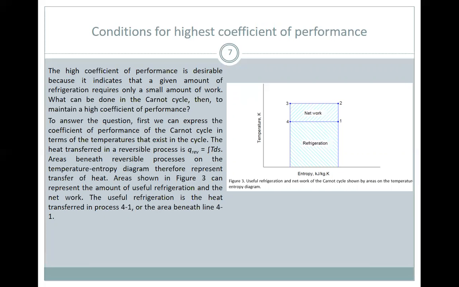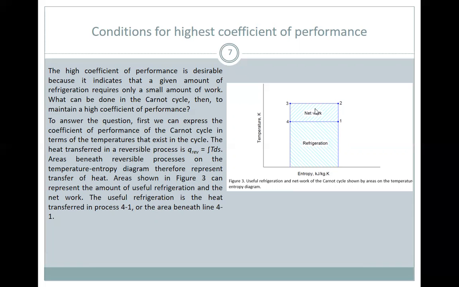So the heat transfer in a reversible process is Q rev is integral of T times dS. Areas beneath the reversible processes on the temperature entropy diagram therefore represent transfer of heat. Areas shown in figure 3 can represent the amount of useful refrigeration and the net work. So below is the refrigeration and the network is yung nasa box 1, 2, 3, 4.